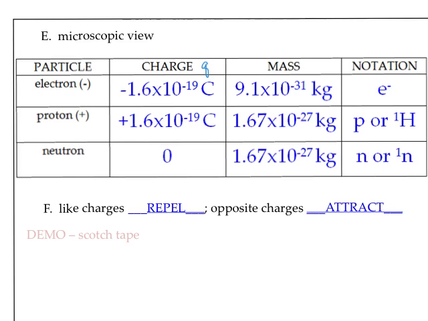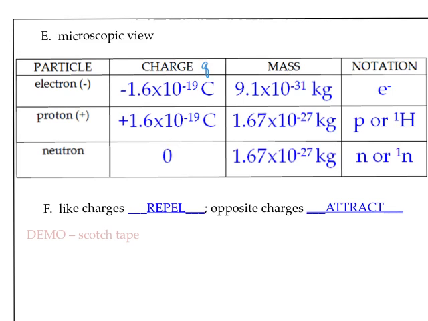For a proton, it has the same magnitude or size of charge. However, a proton now has a positive charge. And then a neutron isn't charged at all, so it's going to be 0. When we talk about the mass for each of these particles, hopefully you can see based on the exponent or power of 10 that the electron has the smallest mass out of the three. So the mass of an electron is 9.1 times 10 to the negative 31st kilograms, so it's really, really tiny. And then a proton and a neutron have the same mass as each other. Each of those are going to be 1.67 times 10 to the negative 27th kilograms.